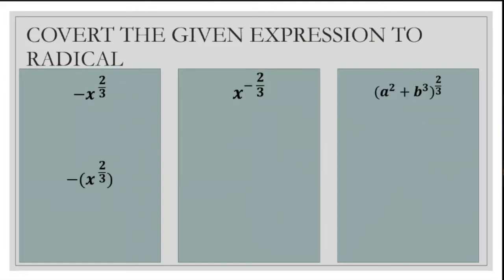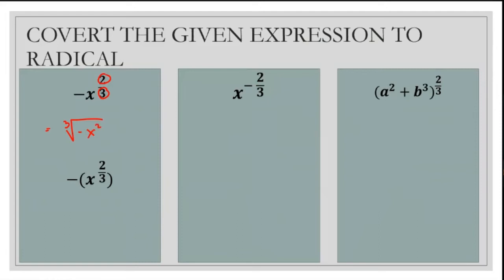Let's move on and have another one. Let's have negative x raised to 2/3. Since it is not enclosed in parentheses, the negative sign will be included inside the radical. So that will be the cube root of negative x squared, with 3 as the index and 2 as the power.